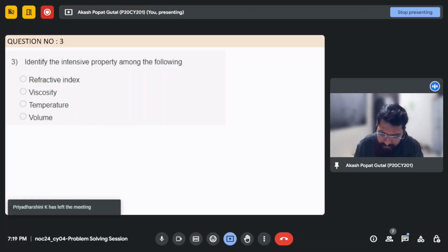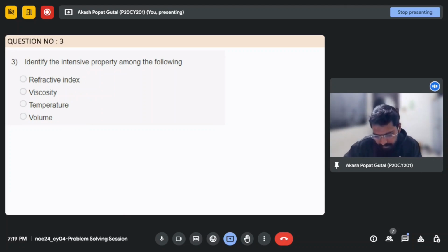So the next question: identify the intensive property among the following. Here more than one answer is correct. Can you tell which? What are the right answers for this question? The temperature and viscosity and refractive index, maybe.